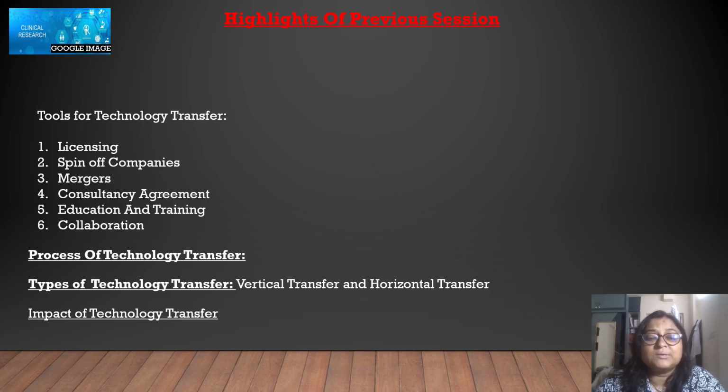And then we saw the impact of technology transfer. Impact obviously doesn't mean only the positive impact; there are always some positive and negative impacts. So we discussed both the positive and negative impacts of technology transfer. So this was all about the highlights of the previous session.